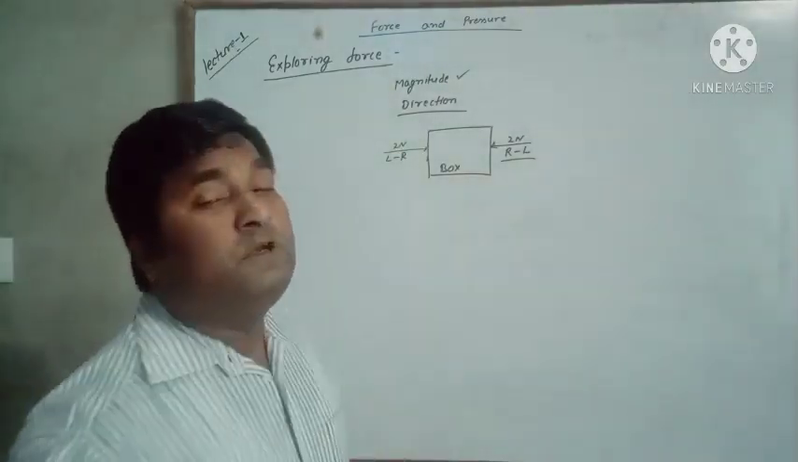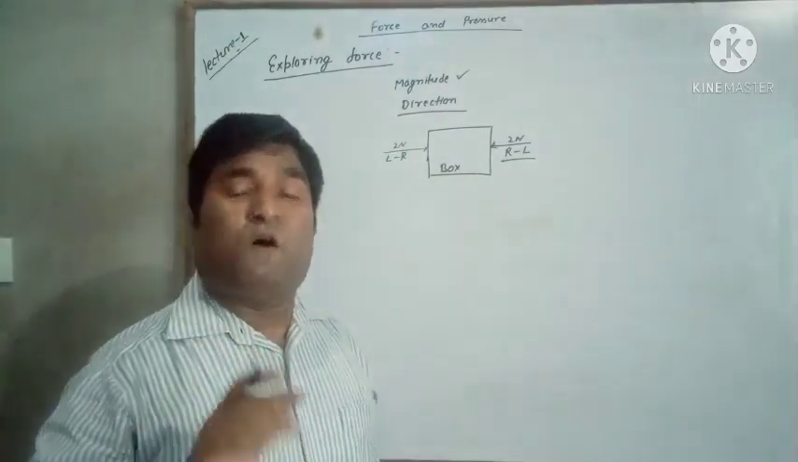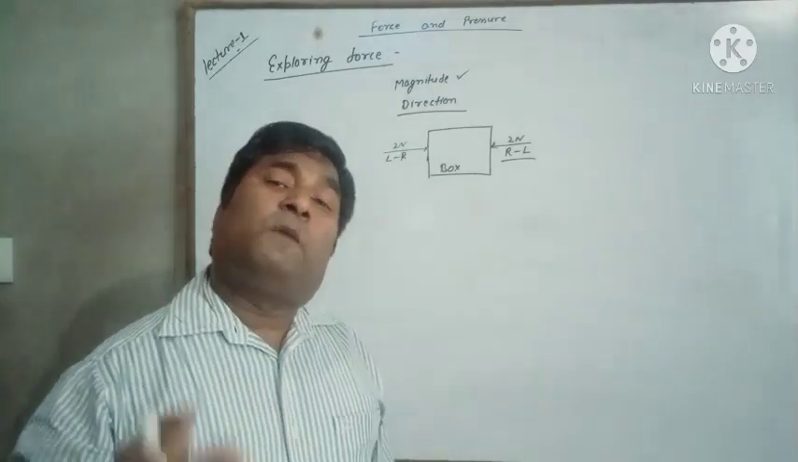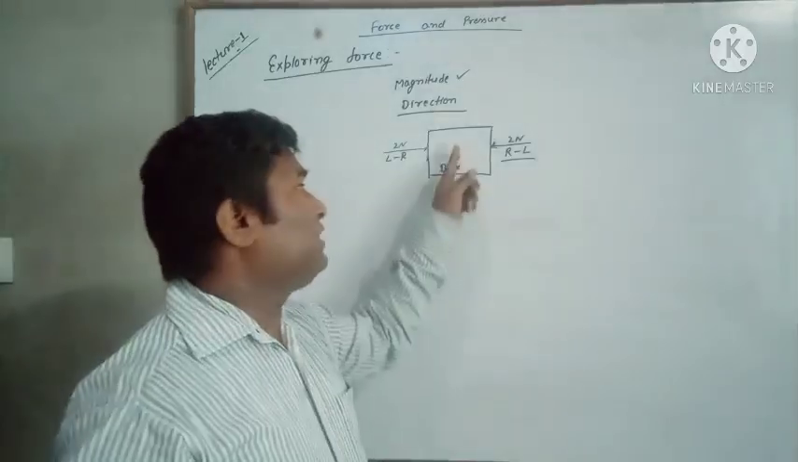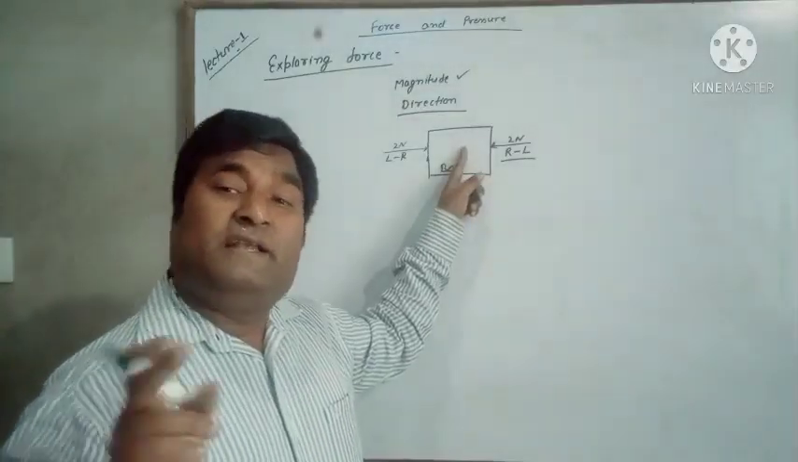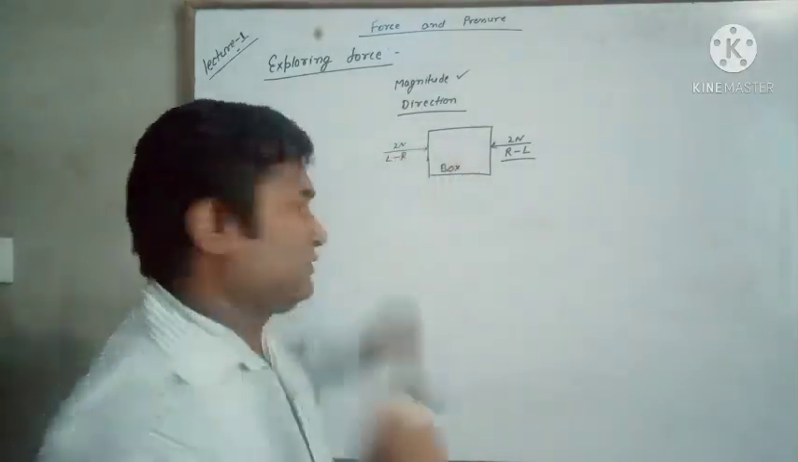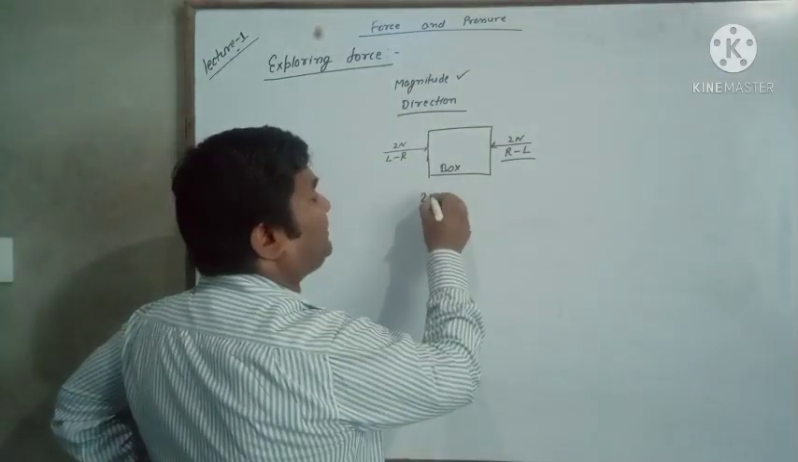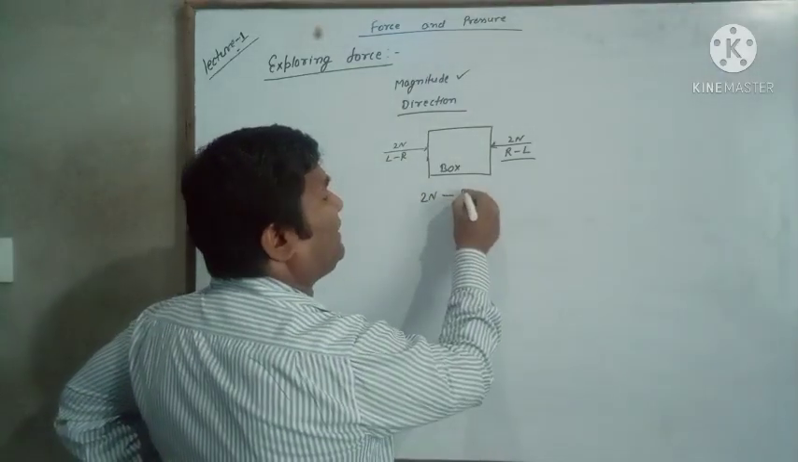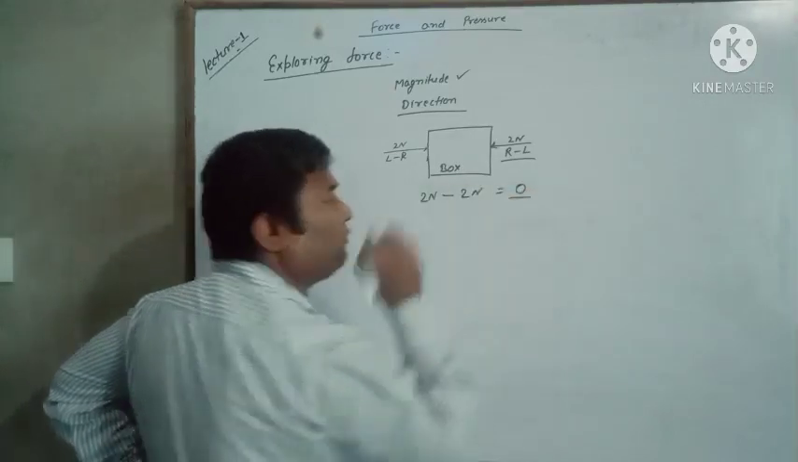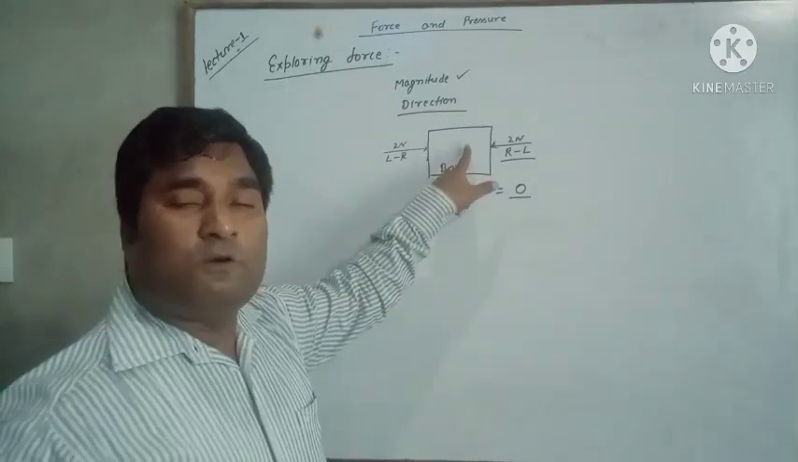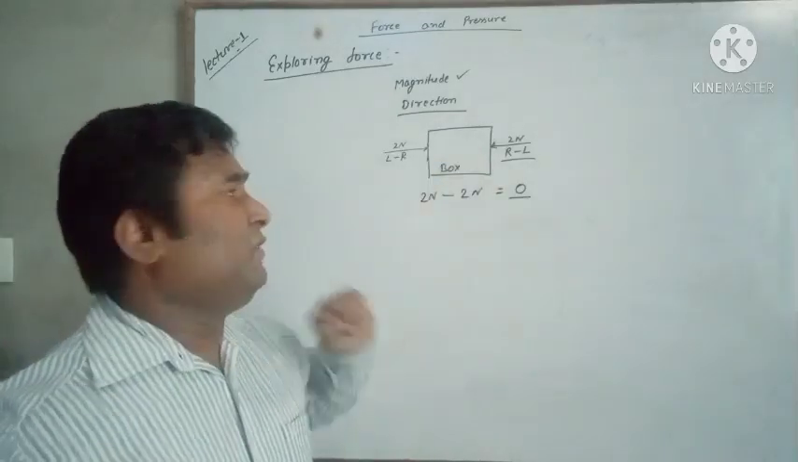So when two forces are applied on a body from opposite directions, the net force on the body will be the difference between the forces. Means you applied 2 Newton, he applied 2 Newton, and the resultant force will be 0. So the box is not going to move anywhere.